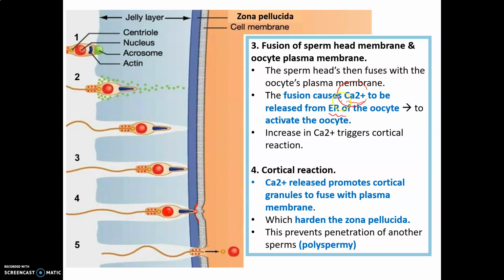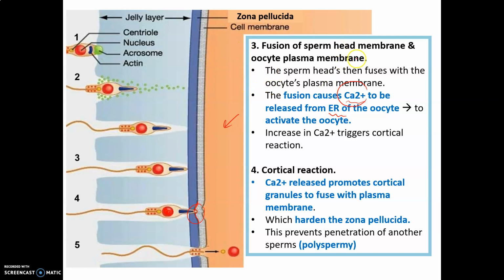endoplasmic reticulum. Dalam oocyte ni kan ada semua organel sebab adanya unequal cytokinesis. Maksudnya sekarang oocyte itu pun sendiri ada endoplasmic reticulum. But the thing is, fuse saja the sperm head dengan the oocyte punya plasma membrane, dia akan trigger the release of calcium ke dalam cytoplasm daripada oocyte punya endoplasmic reticulum. Saya tak tunjuklah dekat sini tetapi itulah yang berlaku.